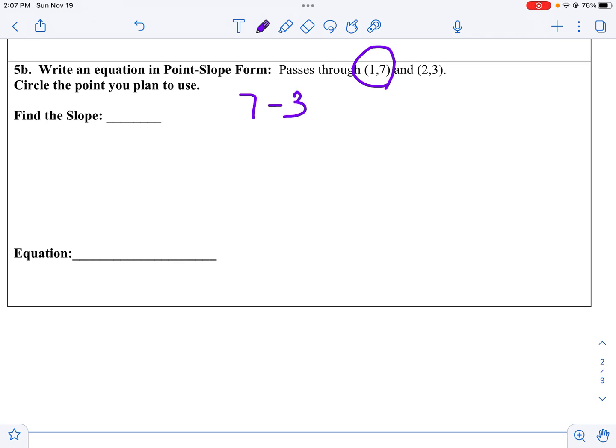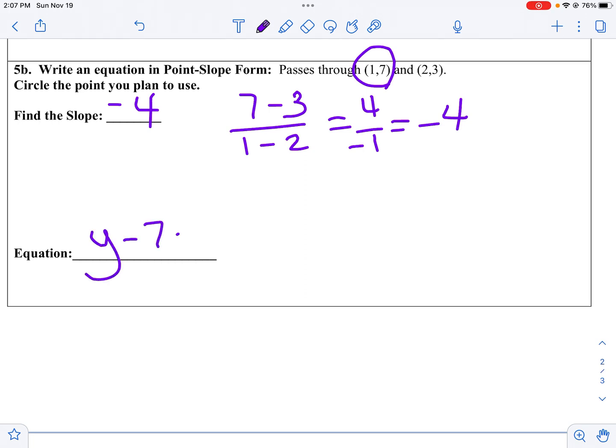So I'm going to choose to put this ordered pair first. So 7 minus 3 goes on top and 1 minus 2 goes on bottom. That becomes 4 over negative 1, or negative 4 as my slope. Now, again, I'm going to choose that same ordered pair again. If that's my ordered pair, y minus 7 is equal to negative 4, parentheses, x minus 1.